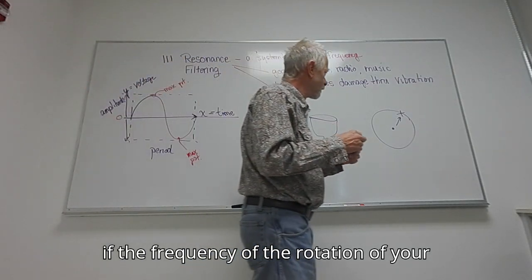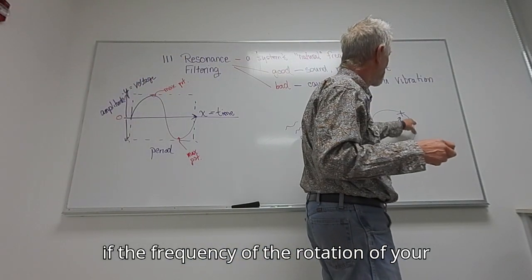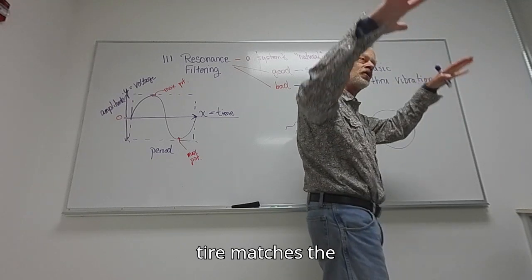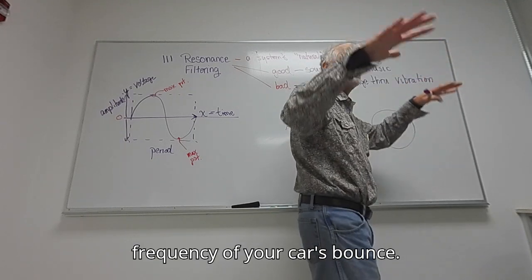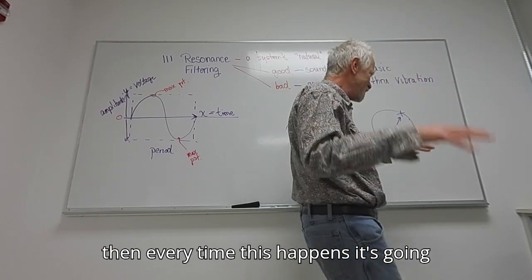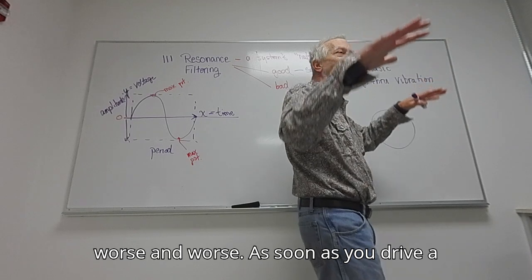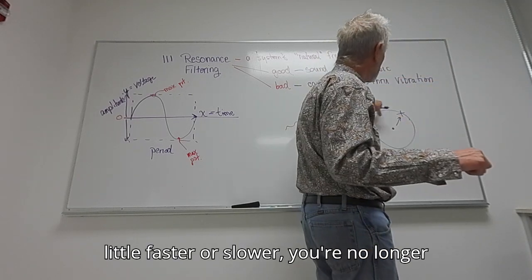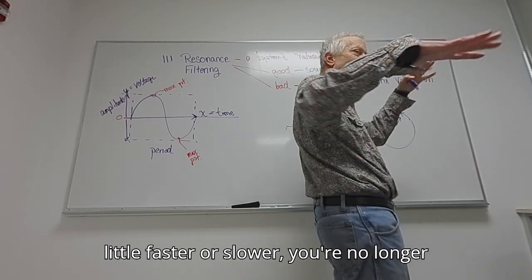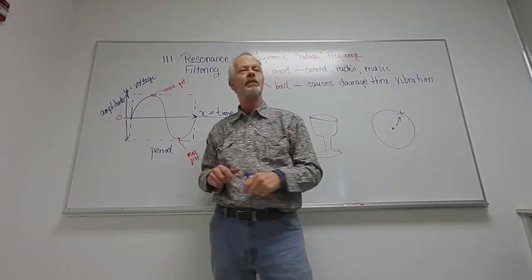So if the frequency of the rotation of your tire matches the frequency of your car's bounce, then every time this happens, it's going to cause the bounce to get worse and worse and worse. As soon as you drive a little faster or slower, you're no longer synchronizing those points.